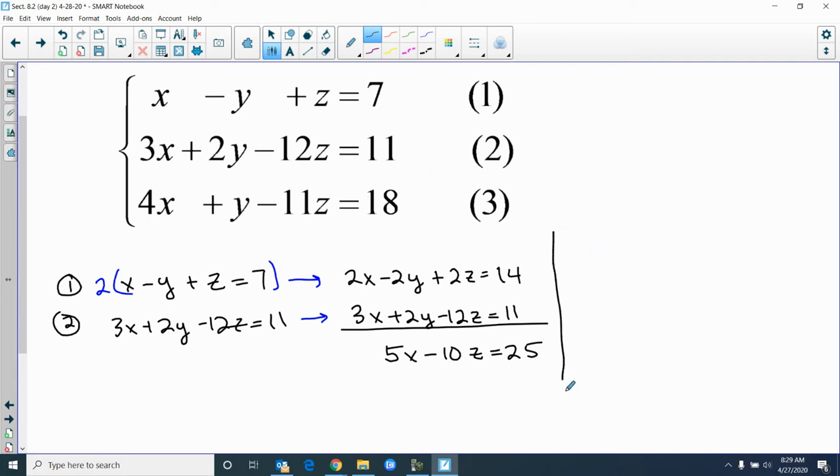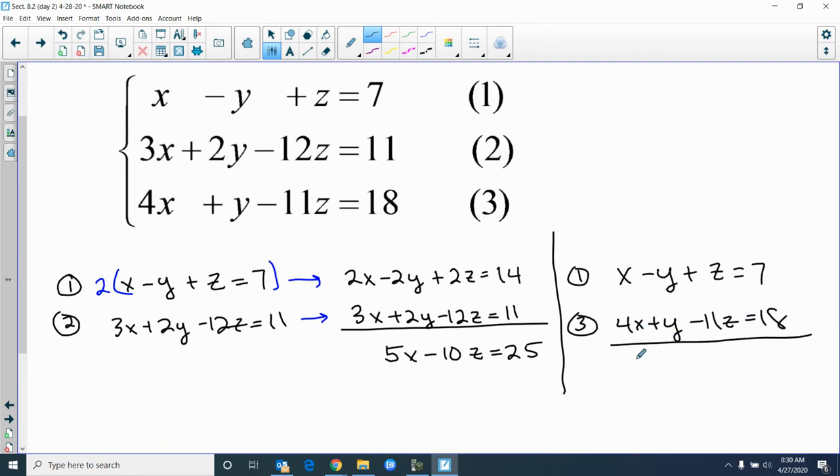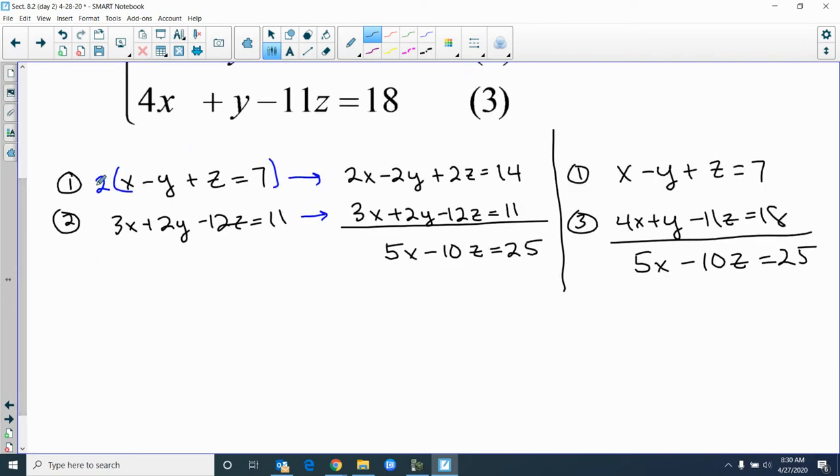All right, I think I got enough room here. I'm going to take equation 1, and I'm going to take equation 3. Now, I got a negative y and a positive y, so I don't need to multiply either one by anything. And what do I get here? So x plus 4x is 5x. Negative y and positive y is 0. Minus 10z equals 25. All right, what do you notice at this point?